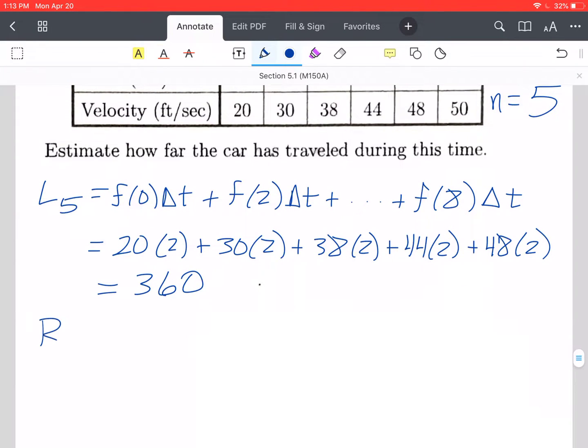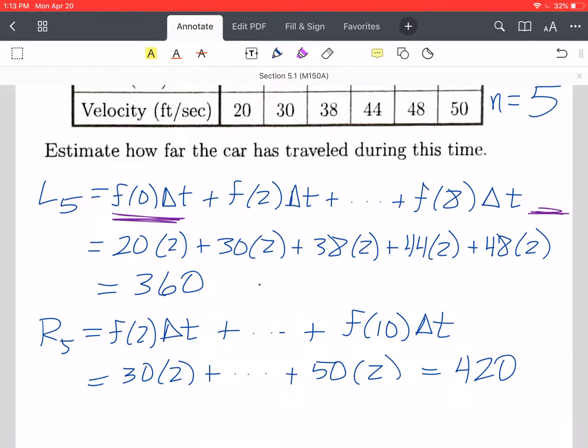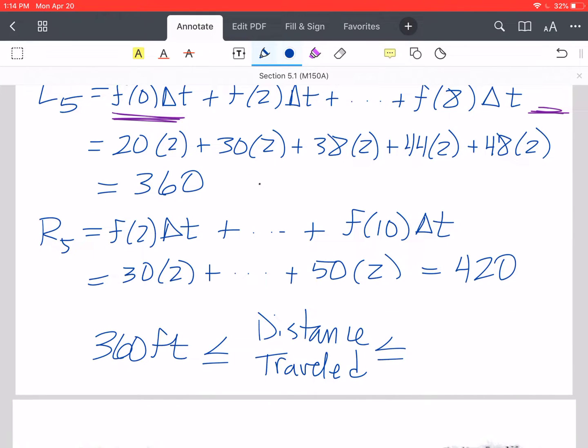And then for the right-hand sum, R5, it's going to be almost exactly the same, except we're not going to include that first term, and instead we're going to add on the last term. So this is going to be f of 2 delta t all the way up to f of 10 delta t. That's going to be 30 times 2, etc., up to, this time, 50 times 2. And these numbers, if you add them up, are 420. So, to answer the question, the distance traveled during these 10 seconds must be between 360 feet and 420 feet.